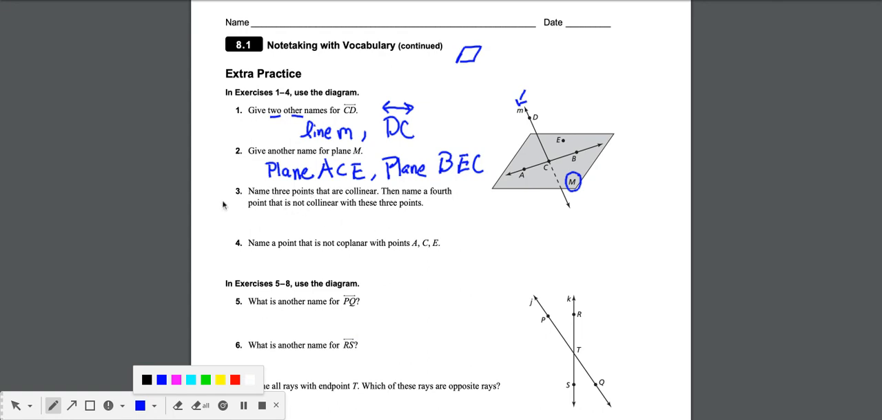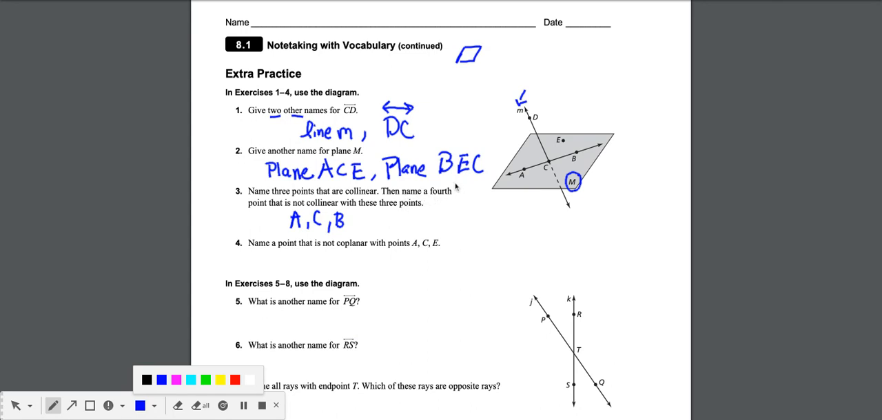Name 3 points, number 3 right here. Let's look at that one. Name 3 points that are collinear. There's actually only 3 points on all of this that are on the same exact straight line. And so that would have to be A, C, and B are all on the same straight line, whatever order you want to put those down in.